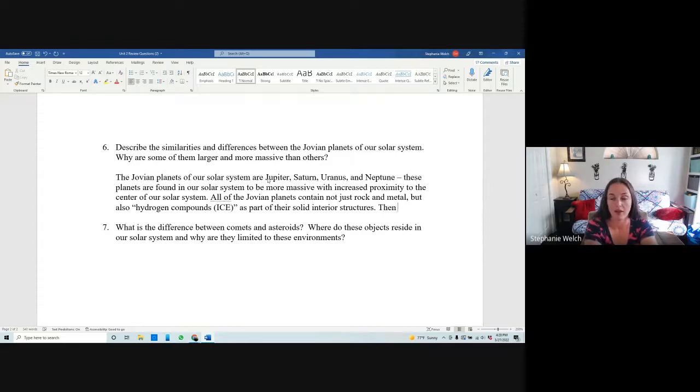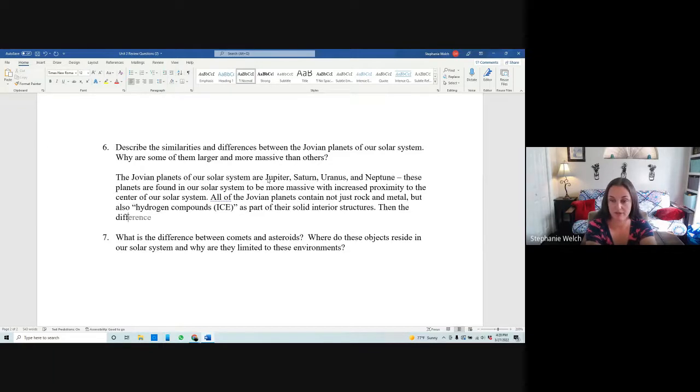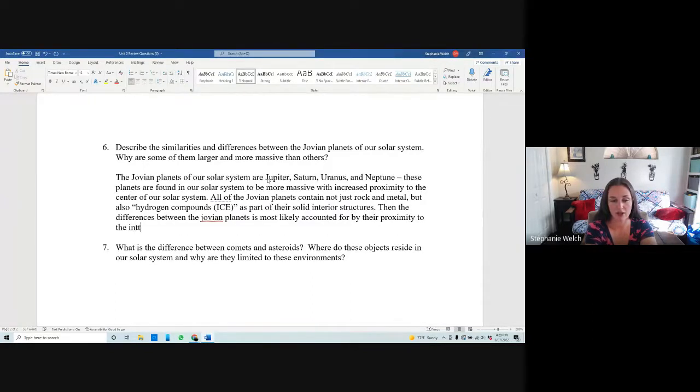Then the differences between the Jovian planets is most likely accounted for by their proximity to the inner solar system and the timing of their formation.